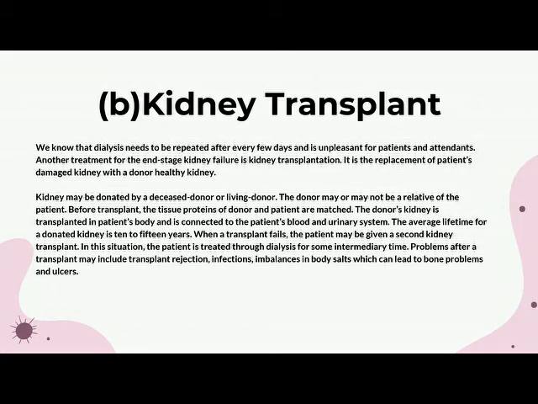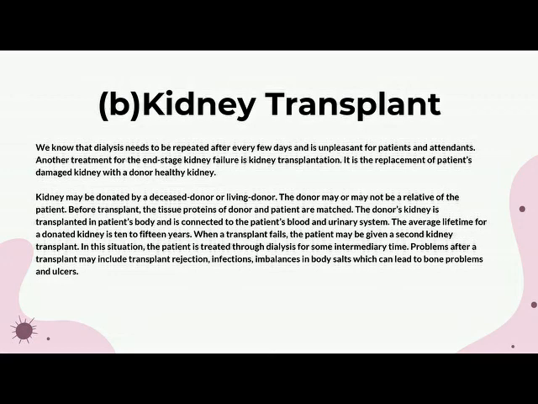Kidney transplant. As we know, dialysis needs to be repeated every few days and it is unpleasant for the patient and attendant. Another treatment for end stage kidney failure is kidney transplantation. It is the replacement of the patient's damaged kidney with a healthy donor kidney. A kidney may be donated by a deceased person or a living person. The donor may or may not be a relative of the patient, because it is not compulsory that the donor should be a relative of the patient.